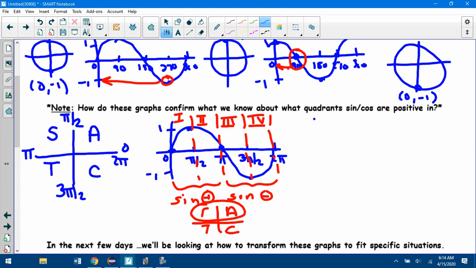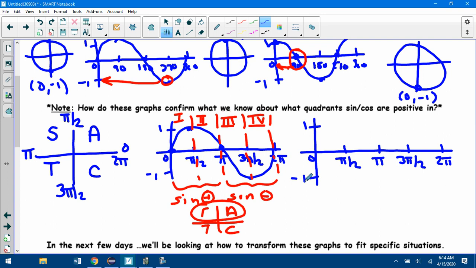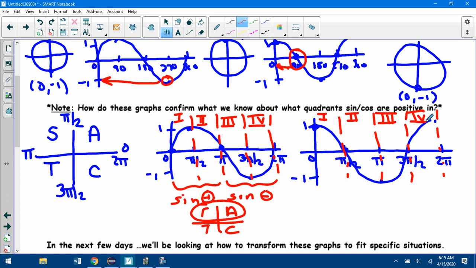Let's try it with cosine. 0, π/2, π, 3π/2, 2π. Here's 1, here's -1. Cosine is the one that starts up at 1, goes all the way down at the middle to π, and then gets back up to +1 again. 0 to π/2 is quadrant 1. π/2 to π is quadrant 2. π to 3π/2 is quadrant 3. And 3π/2 to 2π is quadrant 4.